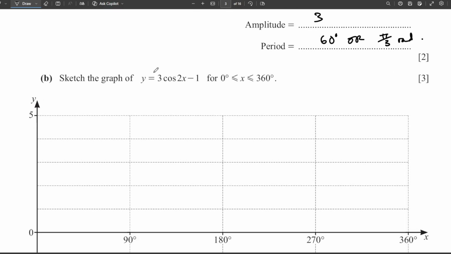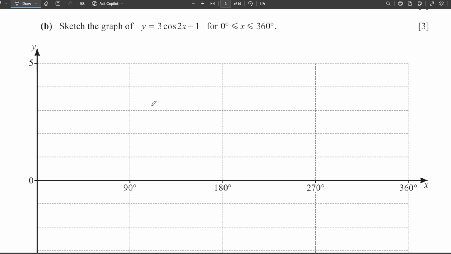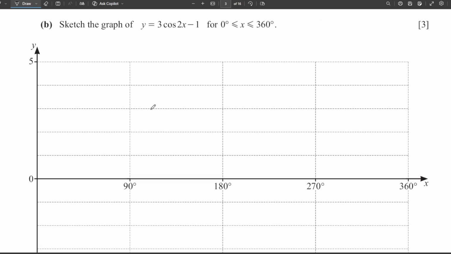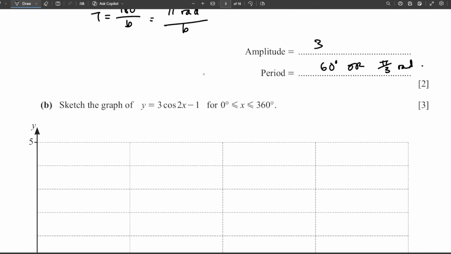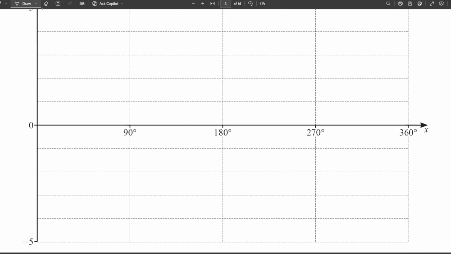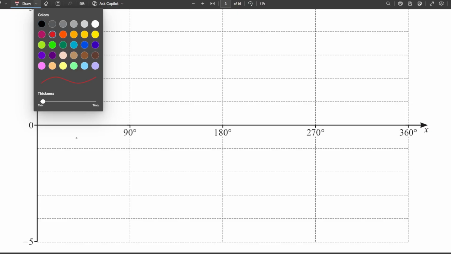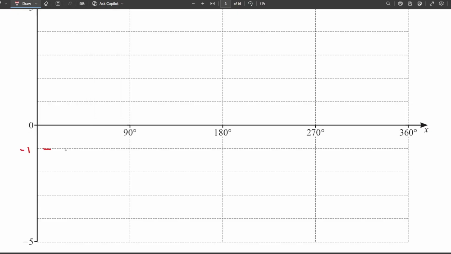Question 2, we want to sketch the graph of this same function here, 3 cosine 2x. Okay, so first of all, you see there is a plus t, right? The plus t, what it means is the center line. So center line is at -1. I would just try and sketch out the center line first. So here is at -1. Use your ruler in the real exam.